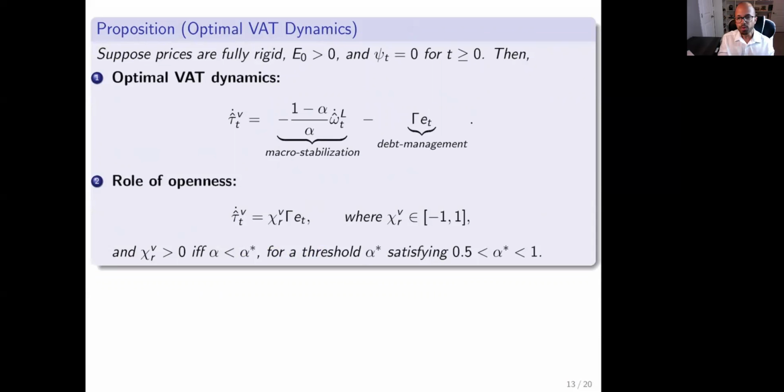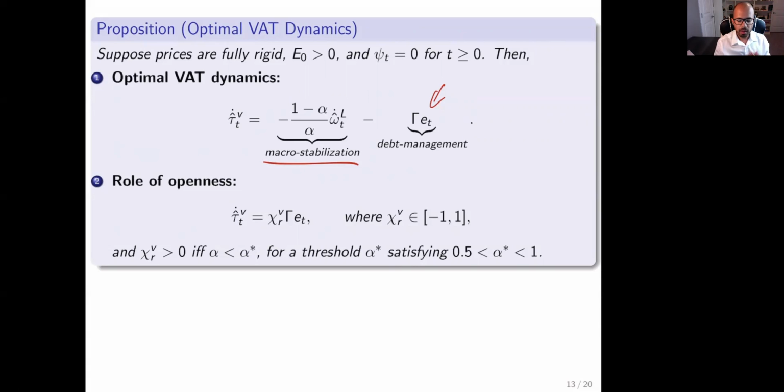All right, let's go to the other extreme now and consider the case of fully rigid prices. In this case, we have a fight between two forces. On the one hand, we have this debt management motive that we just talked about. You want to have a declining path of the VAT in order to pay off debt faster. However, now, with fully rigid prices, we have another term, the macro stabilization motive.